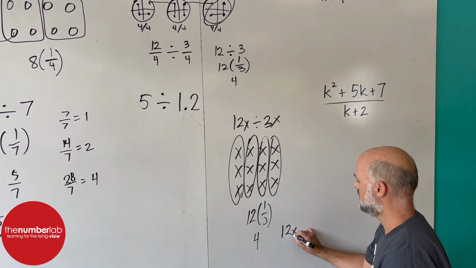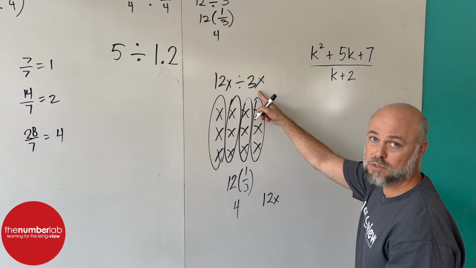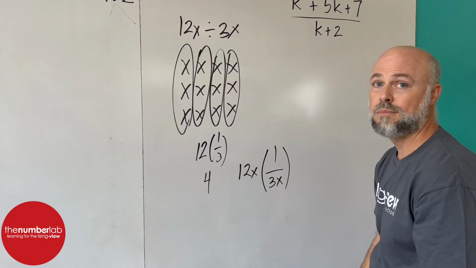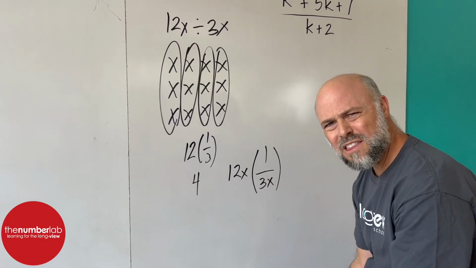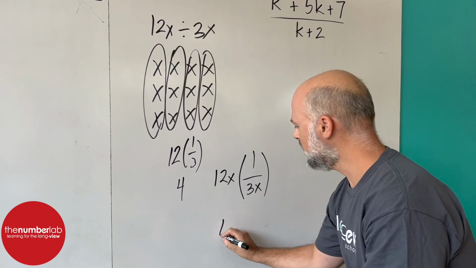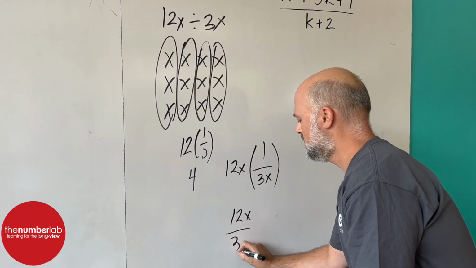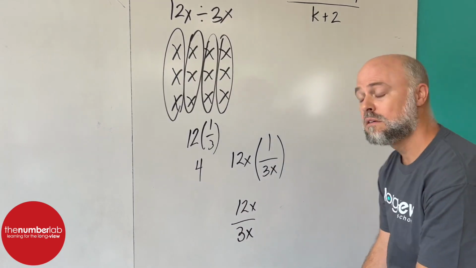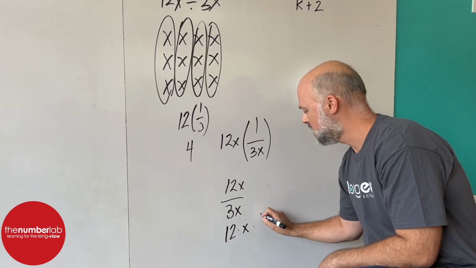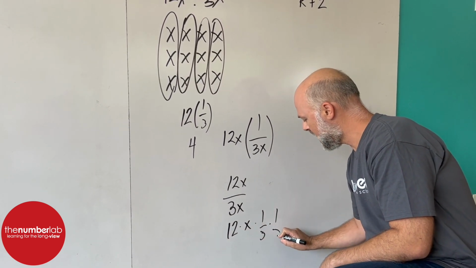12 x's divided in groups of 3 x's could be 1 3xth, 1/3 of an xth. Well, this would be 12x divided into groups of 3x, or 12 of x of 1/3 of an xth.